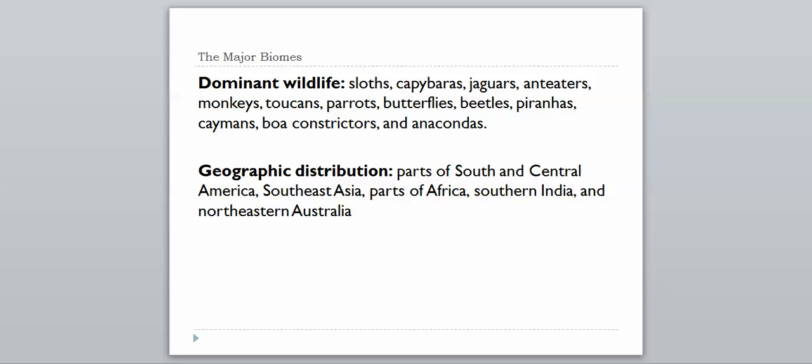And for the dominant wildlife, there are sloths, capybaras, jaguars, anteaters, monkeys, toucans, parrots, butterflies, beetles, piranhas, caimans, which are similar to crocodiles, boa constrictors, and anacondas. So we'll try to take a look at some of these animals in class so you can actually get a first-hand look at them. And the parts of the world where you would find them would be South and Central America, Southeast Asia, parts of Africa, India, and northern and northeastern Australia. So that's where you're going to find our tropical rainforest.